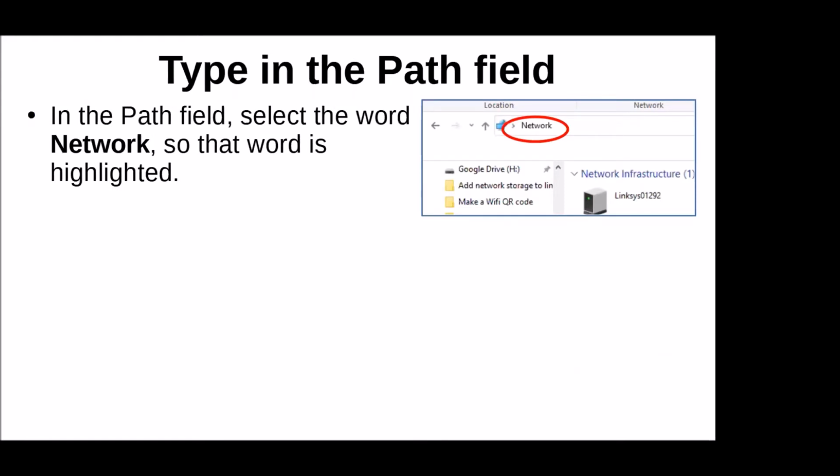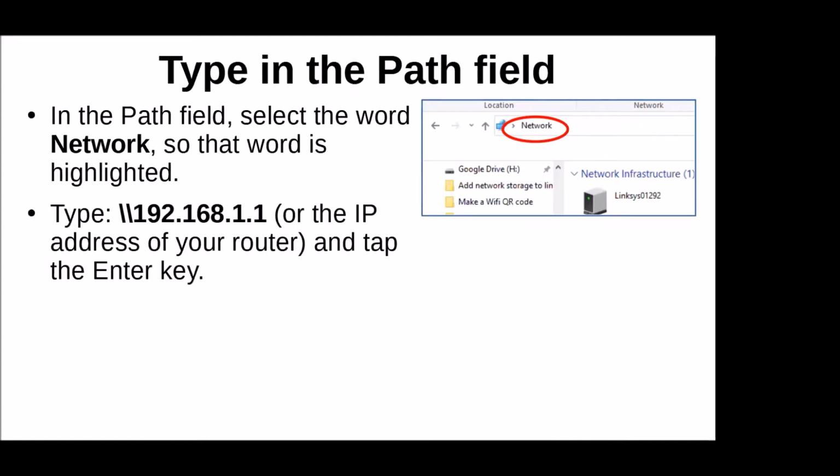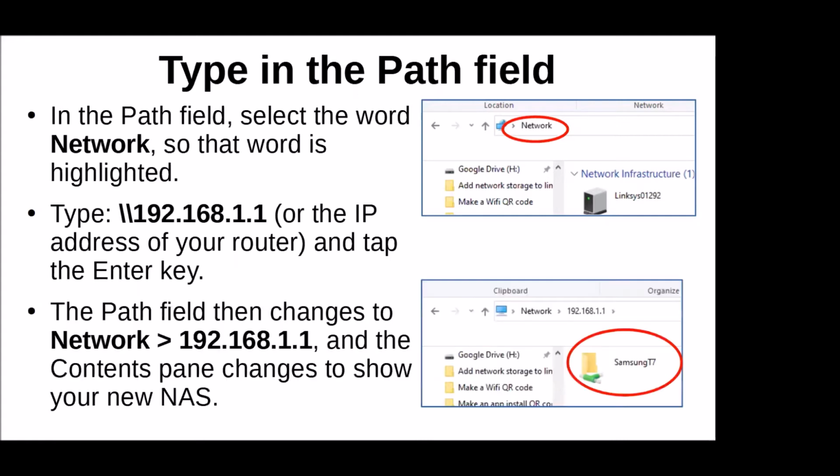In the path field that has the word Network in it, tap that word and type this. Now, you have to know the IP address of your router. You're going to put that in, starting with two backslashes, like I've depicted here. So don't necessarily use the address I've shown you here, because it may not be the correct address for your router. You need to use the correct address for your router.